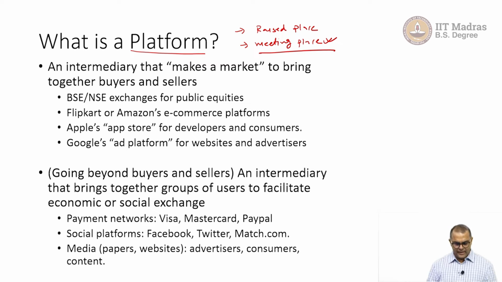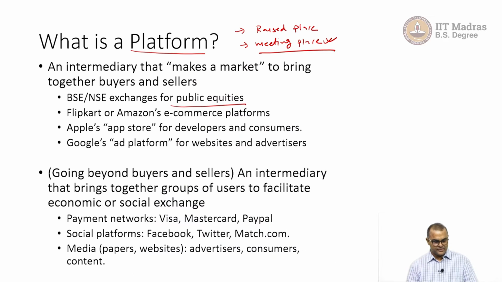What could be the examples? We have Bombay Stock Exchange or National Stock Exchange, where public equities are traded. Of course, someone is selling, someone is buying, so there are two sides. We also see Flipkart or Amazon, that is an e-commerce platform. You go to these websites or apps to purchase items ranging from books to toys to groceries.